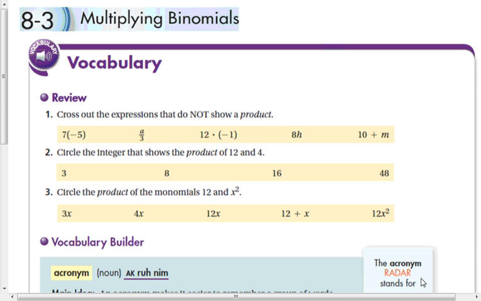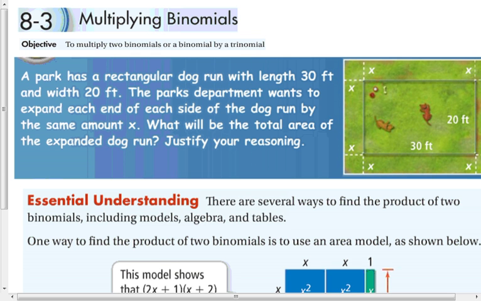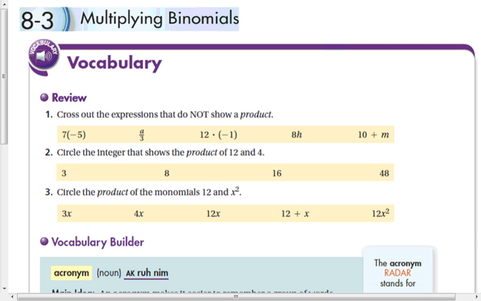Hey students, this is lesson 8.3, multiplying binomials. In this lesson, you will learn how to multiply two binomials or a binomial by a trinomial. Go ahead and do the review here. I'll check back with you.